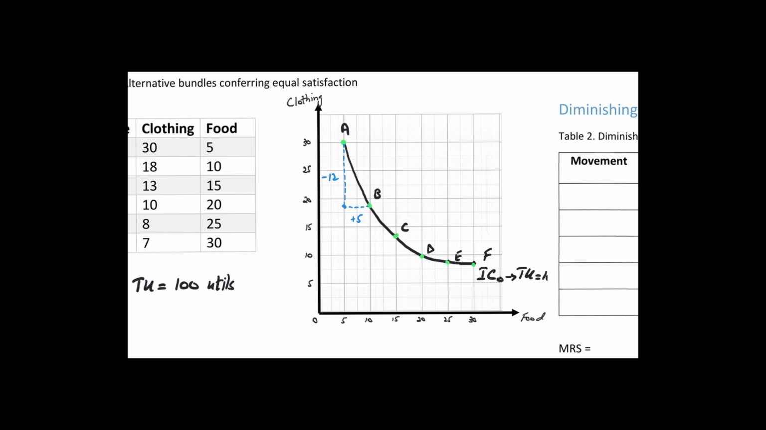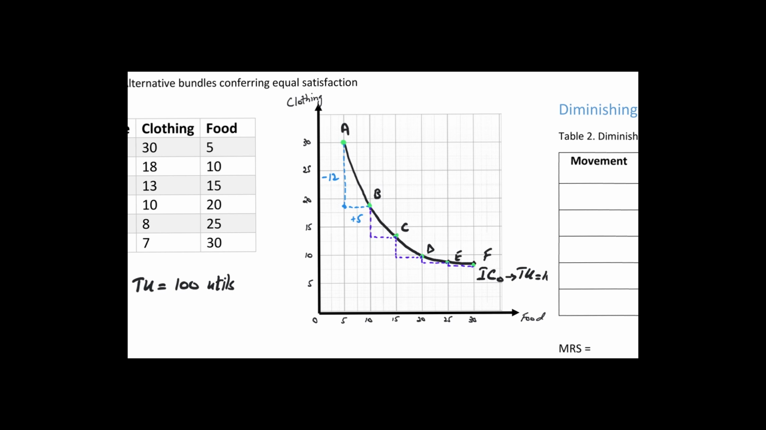And then from point B to point C, you will give up about 5 of this in order to gain 5 of that. Then you'll have to give up 3 of this in order to have 5 of that. Then you will have to give up 2 of this in order to have 5 of that, and then you'll have to give up 1 in order to have 5 of that.